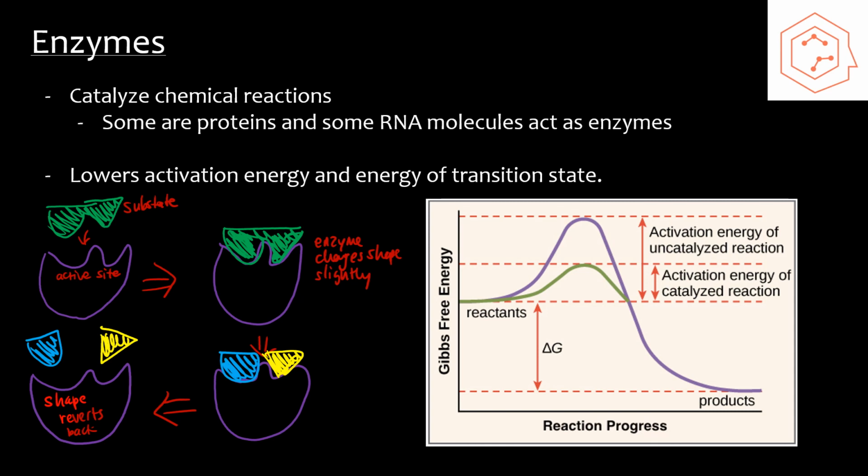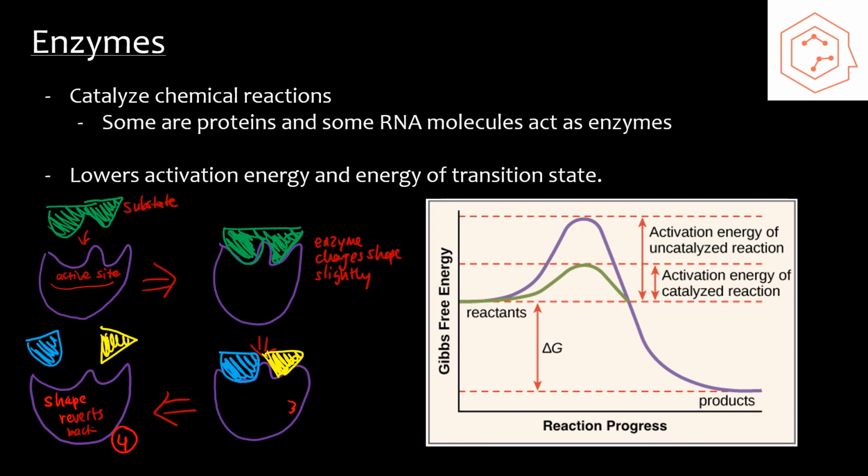So let's go through each of these steps here. This is when the substrate enters the active site of the enzyme. And then you'll have the enzyme-substrate complex in step number 2, where the enzyme will change shape slightly as the substrate binds. In the third step, this is called the enzyme-products complex. And then in the fourth step, the shape of the enzyme reverts back and the products leave the active site of the enzyme.